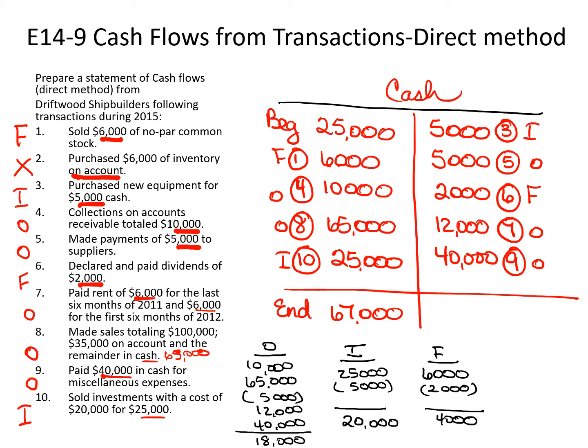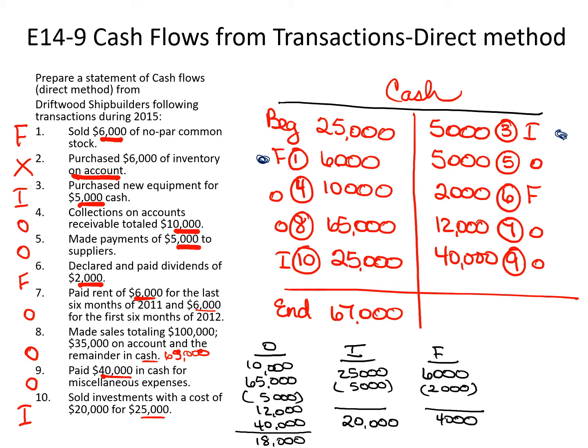So in number 1, if we sold common stock, it's a debit to cash. So it's financing because it's stock. Number 2, since there's no cash involved, it's a trick question. Number 3, since we purchased new equipment for cash, it's an investing for $5,000. And number 4, we collected on accounts receivable.